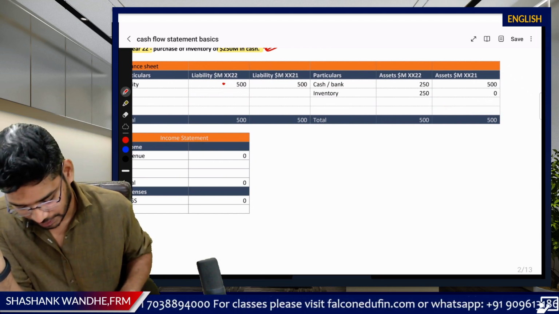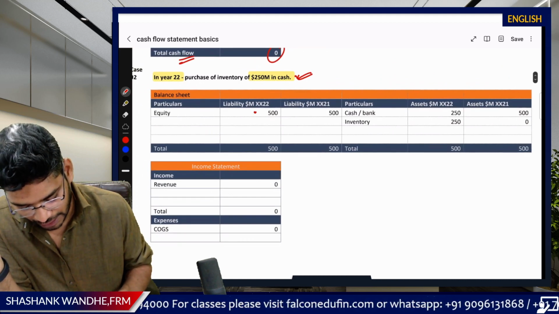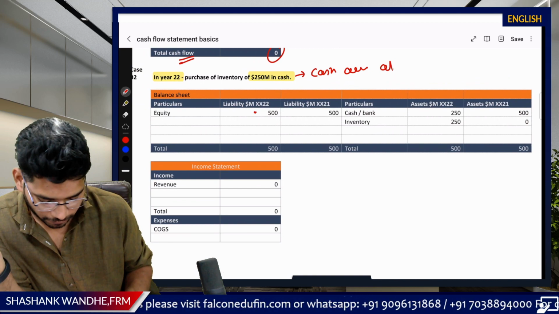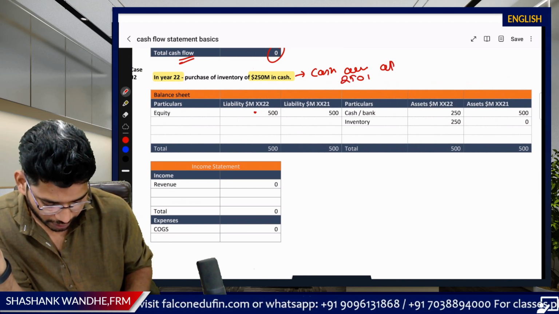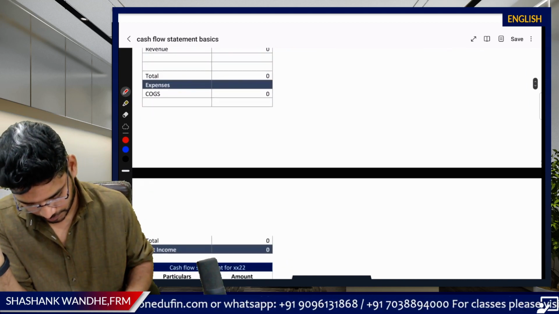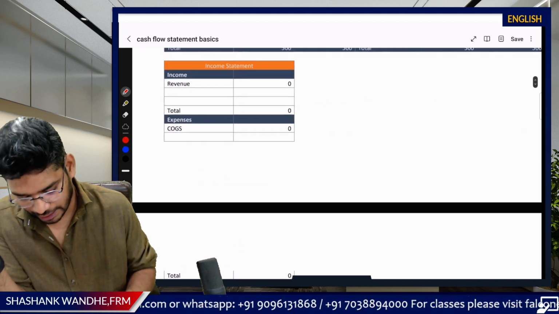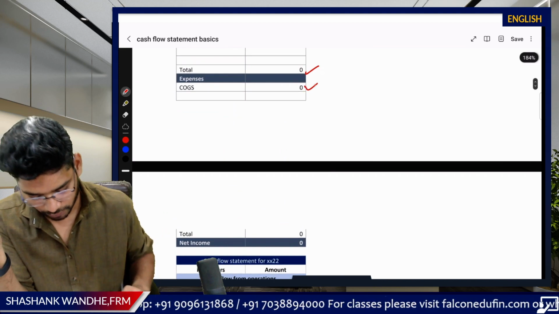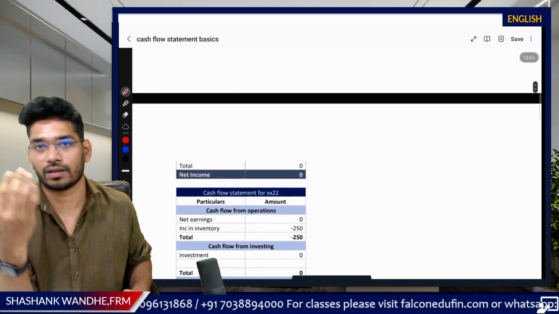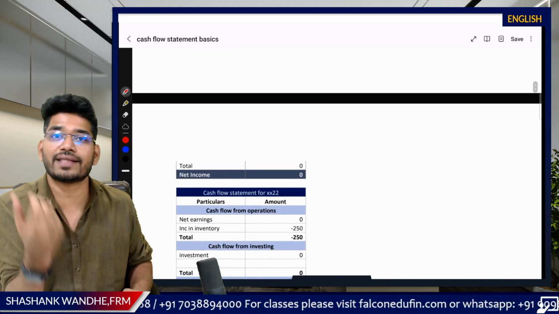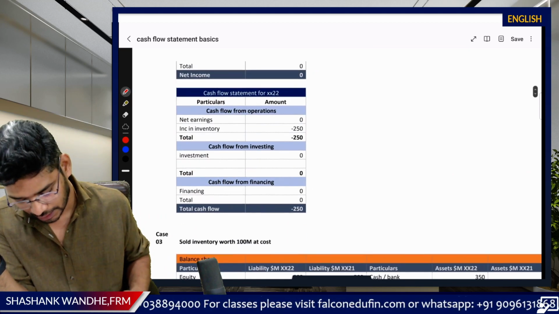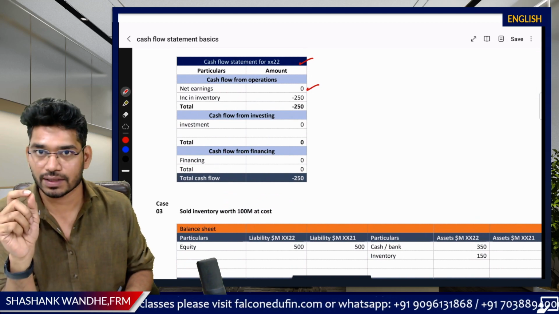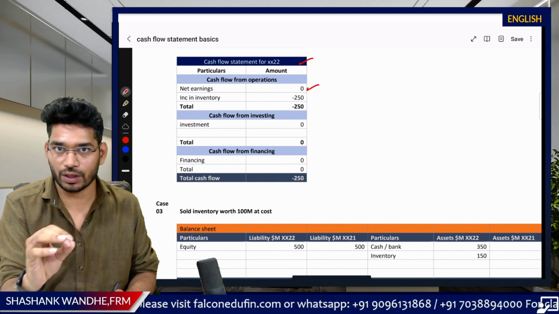Now see, from this illustration, we know we have a cash outflow of 250 million, right? In the income part, there is no revenue and there is no COGS, the cost of goods sold, no expenses. Remember, the purchase of inventory is not the expense. Utilization of inventory is the expense. So when it comes to this cash flow statement, we'll start with the net earnings. Net income is 0.